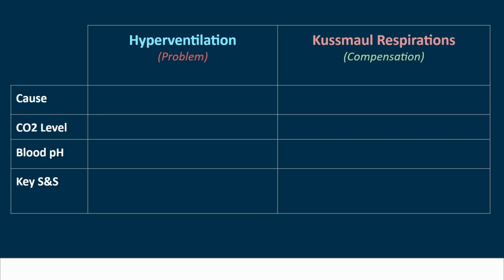So basically what I want you to do right now is spend some time thinking about what causes one, what the CO2 level might be, what your blood pH might be, and some specific signs and symptoms that would be indicative of one or the other. I don't care how you slice it, you're one, you're the other. So Destiny, hyperventilation, you start thinking about that one. Kendall, your Kussmaul respirations. Take a few minutes, think about it, write it down, and we want to figure out what these are as a group.